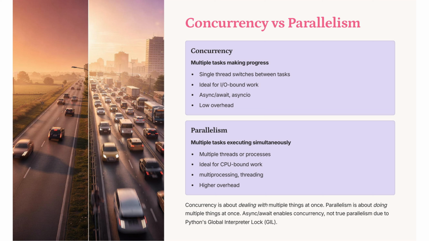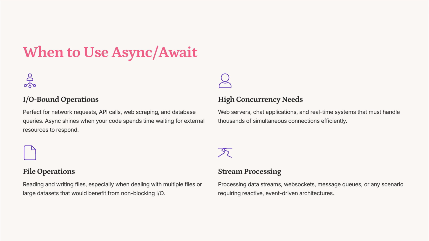Concurrency involves multiple tasks making progress on a single thread, ideal for I/O-bound work using async, await, and asyncio with low overhead. Parallelism executes tasks simultaneously using multiple threads or processes, suitable for CPU-bound tasks with higher overhead. Async/await supports concurrency, not true parallelism, due to Python's global interpreter lock, the GIL. Async/await excels in input-output bound operations like network requests, application programming interface calls, and database queries, where waiting for external resources is common.